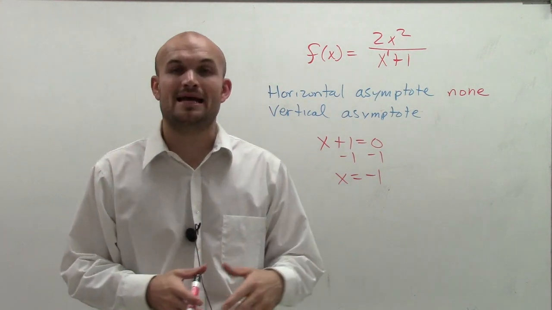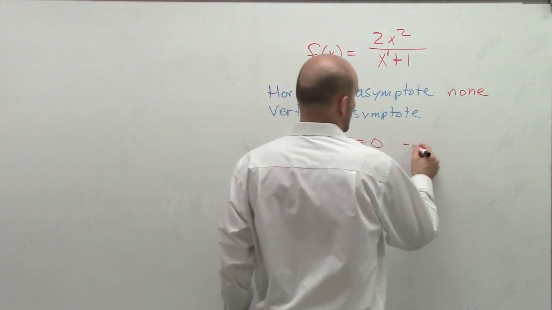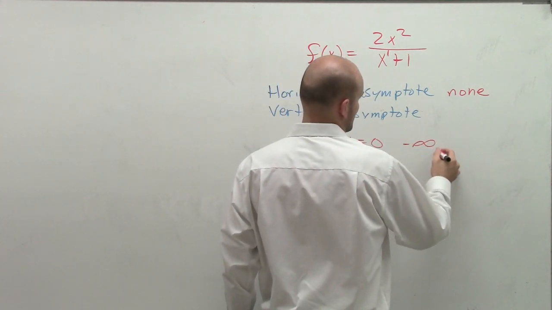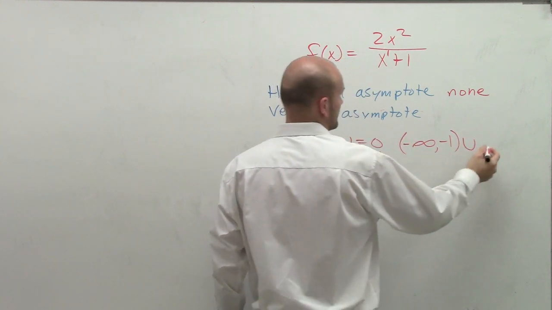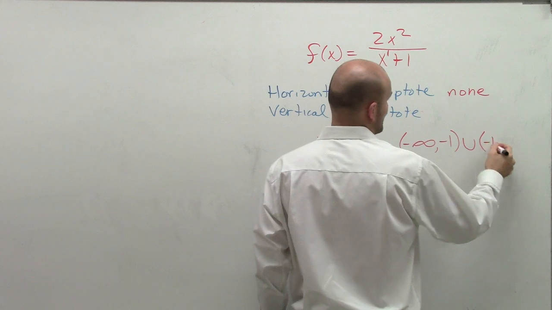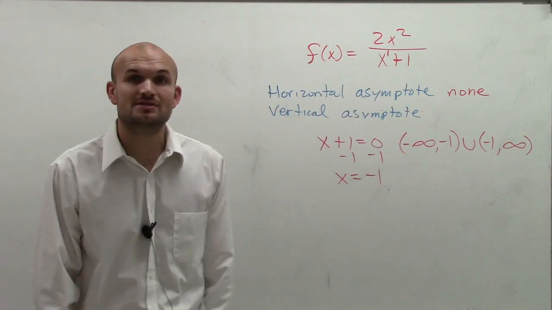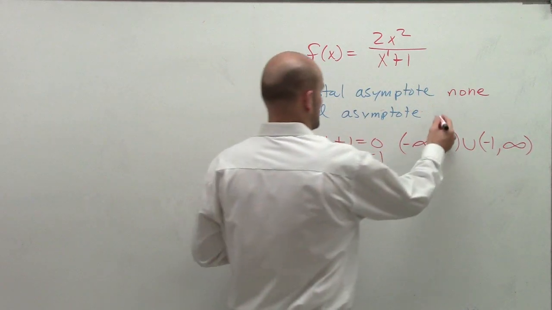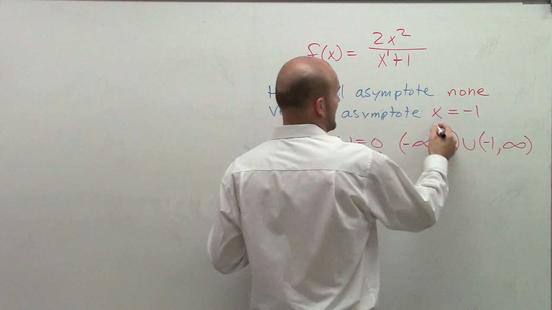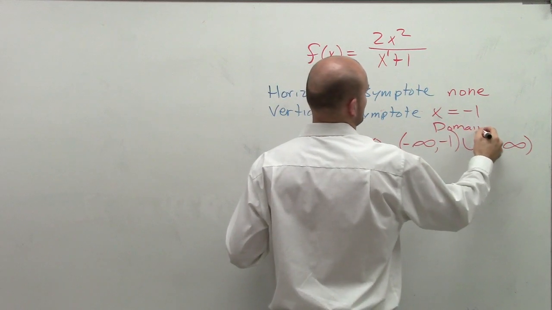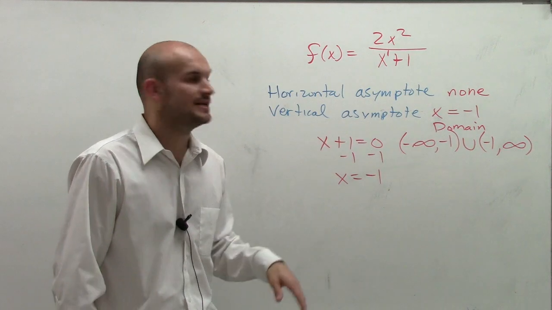So therefore, my domain, instead of being from negative infinity to infinity, is going to be from negative infinity to -1, not including -1, and then from -1 to infinity. So there it goes, ladies and gentlemen. x equals -1 is your vertical asymptote, and your domain is going from negative infinity to -1 and -1 to infinity.